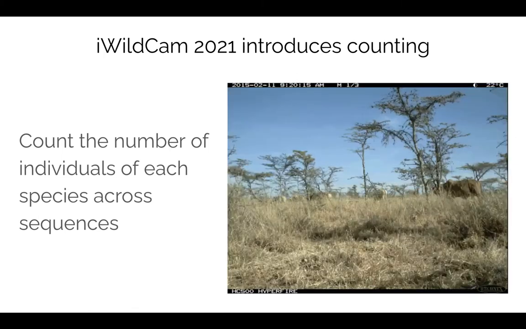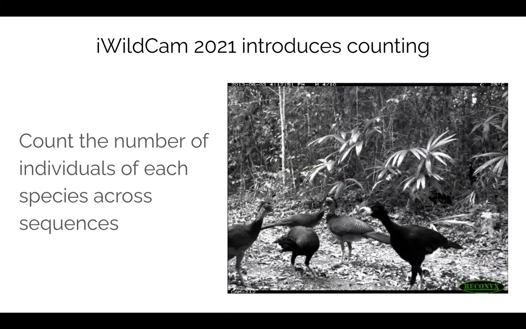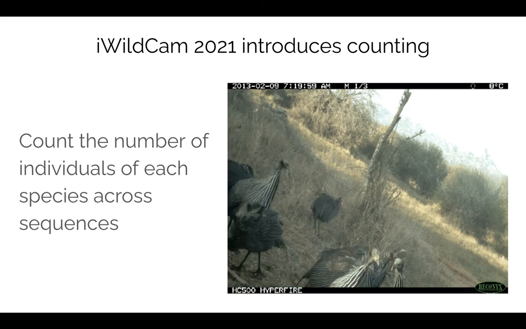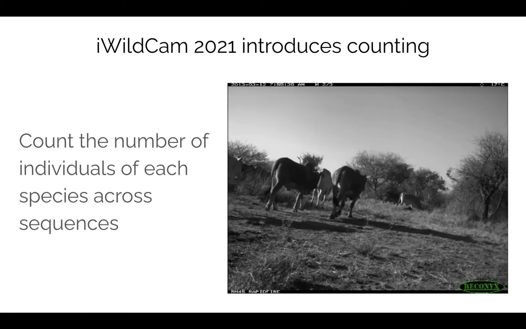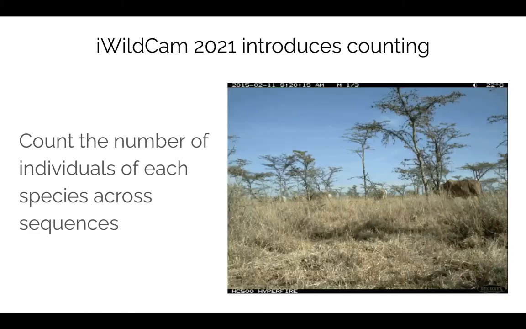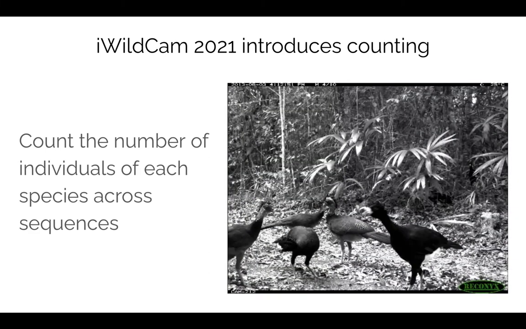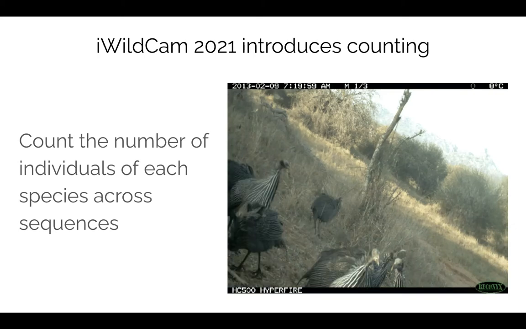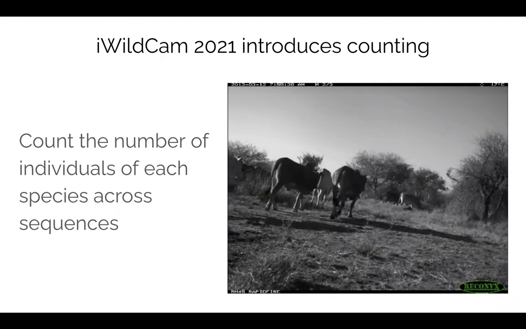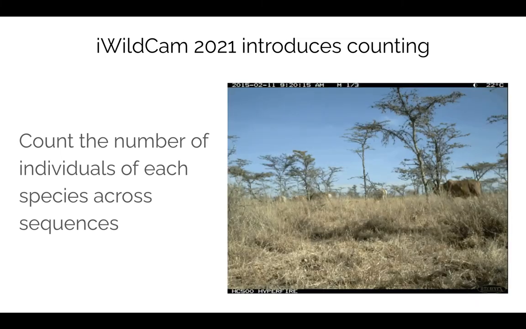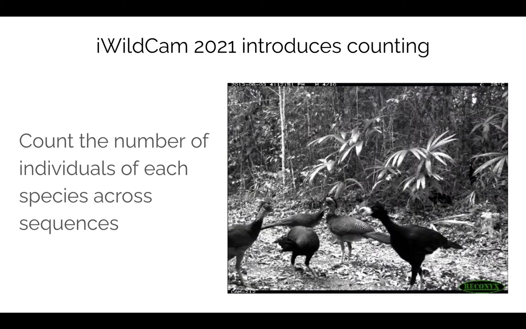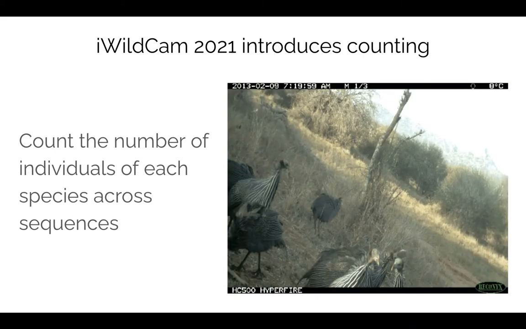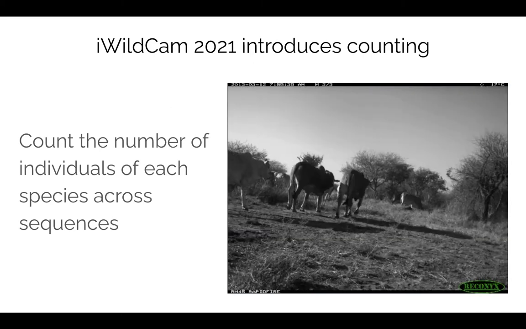iWildCam 2021 goes beyond this and introduces counting to the problem. So now, instead of just categorizing the species seen in each image, competitors are asked to actually count how many individuals of each type of species are seen across sequences or bursts of data taken from a single motion trigger. This is an incredibly challenging task, as can be seen in some of these cases where you see high amounts of occlusion from both background as well as other animals. And because the frame rates in the bursts are low, traditional video methods like tracking tend to not apply off the shelf. So there's a lot of really interesting computer vision work to be done here.